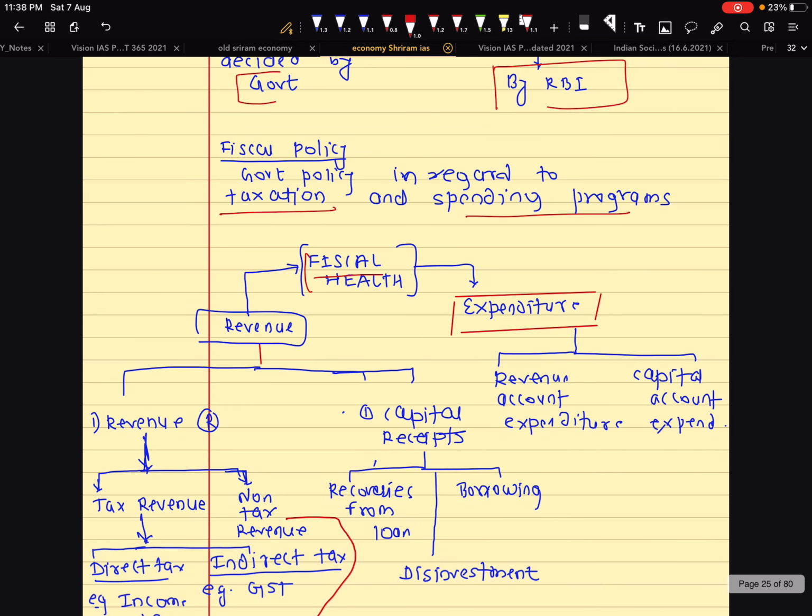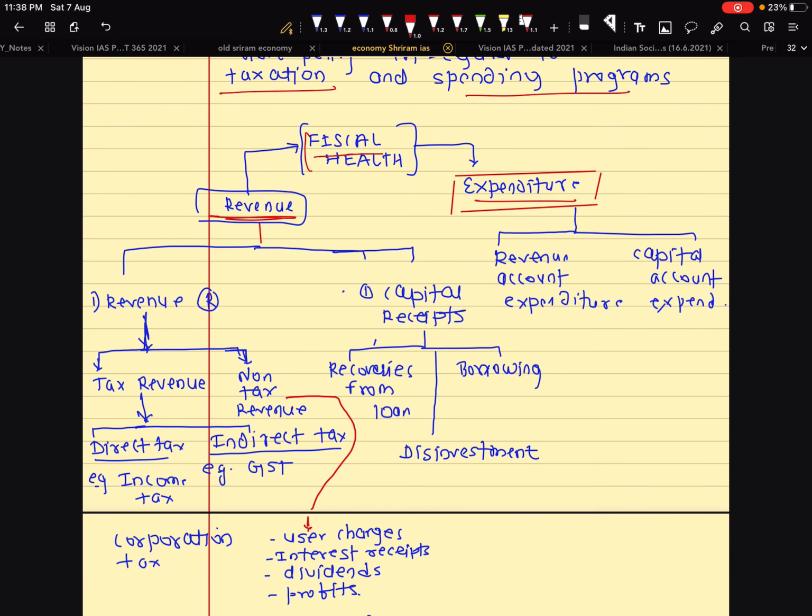Fiscal health of the economy has two components: one is revenue and the other is expenditure. In revenue there are again two types: revenue receipt and capital receipt. Revenue receipt is again divided into two types, tax revenue and non-tax revenue. Tax revenue consists of two parts, direct tax and indirect tax. Direct tax is like income tax, while indirect tax is like GST. Non-tax revenues like user charges, interest receipts, dividends and profit all come under non-tax revenue.